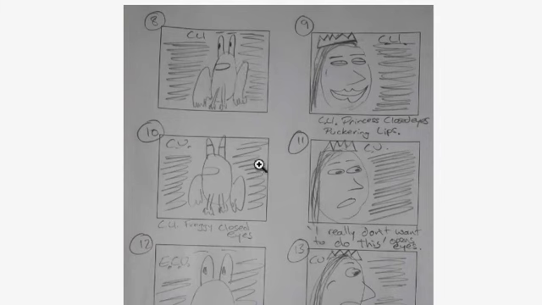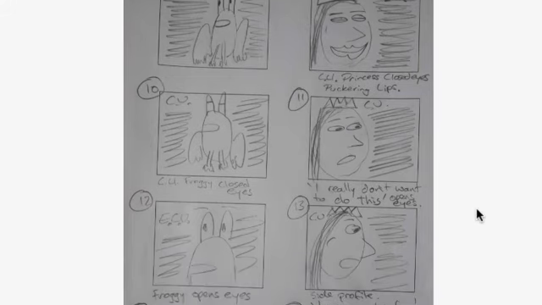The princess is puckering up. The frog's closing his eyes. The princess opens her eyes and says, I really don't want to do this.